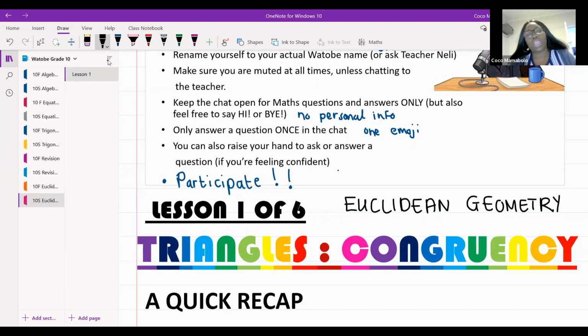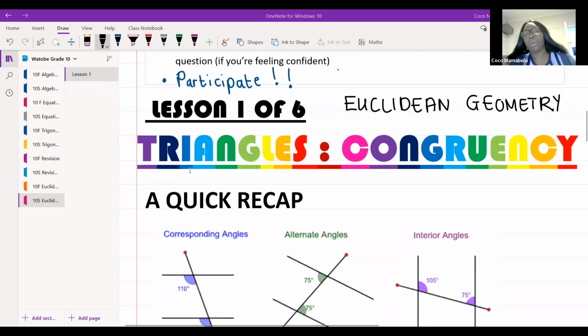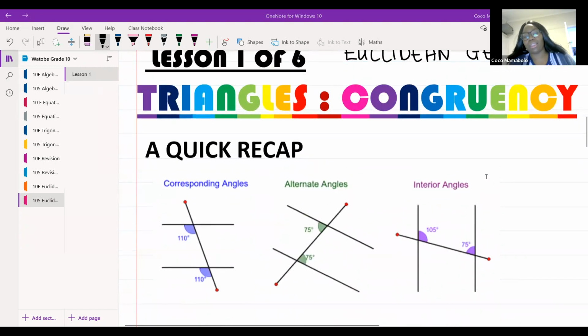We're going to do a bit of recap of things that we did, some of it in grade 7 and 8, some of it in grade 9, and then we're going to build on that as we get to the grade 10 stuff. All right, we're going to start with congruency, but first we're going to remember these 3. We're going to remember the corresponding angles, the alternate angles, and the co-interior angles.